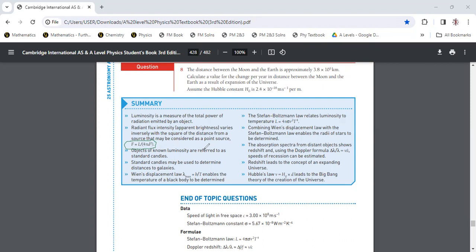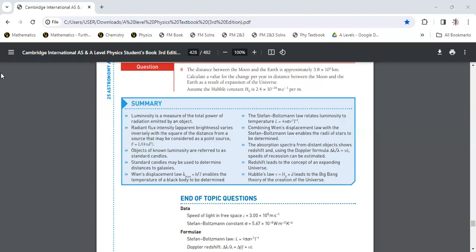So if we know the luminosity and the radiant flux intensity, we refer to them as standard candles, and we can rearrange the formula to determine how far it is from Earth. And we can also use Wien's displacement law to find the temperature of things like, for example, how do we know the temperature of the sun?